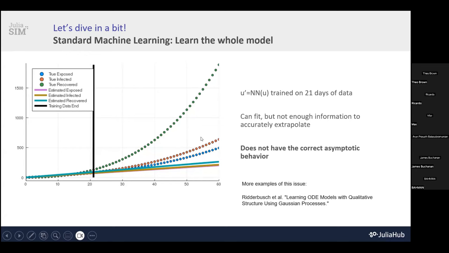Now, the key there is that we didn't constrain anything about our function space. We just said U prime equals any possible function in the entire world, and it found a function that fits and then extrapolated with it. But we know more information than that the way an epidemic will evolve is any possible function, right? So how do we encode this prior information that we know about epidemics in a way that is structured? And this is what brings us to this universal ODE form, right?